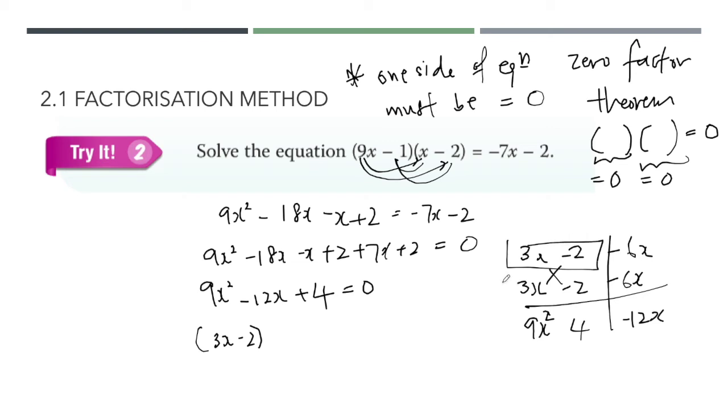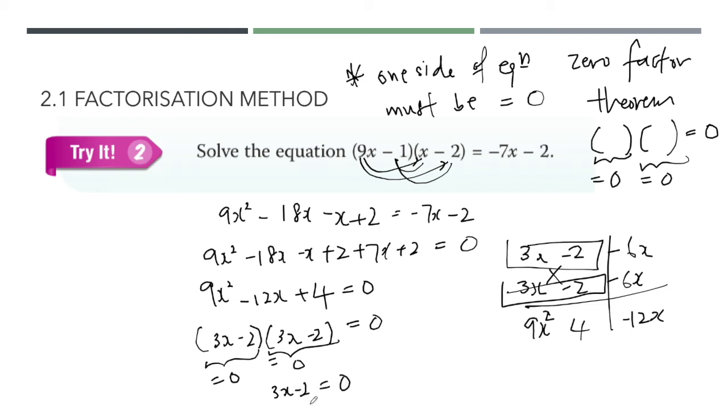This is what you want eventually. So 3x minus 2 equals to 0. And therefore, what we can conclude is this bracket is either equal to 0 or this bracket equals 0. But since both are the same, we can safely assume that 3x minus 2 is equal to 0, and therefore x is equal to 2/3. And there we have it. We have solved this equation.